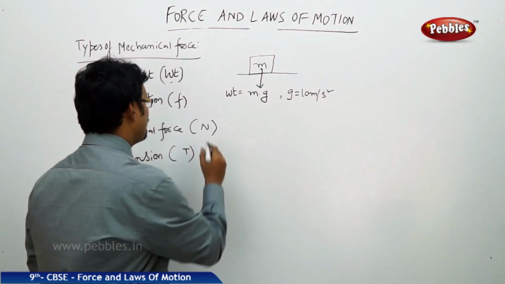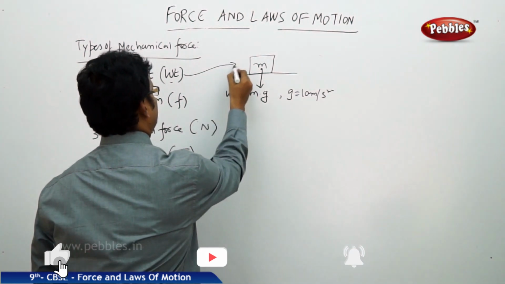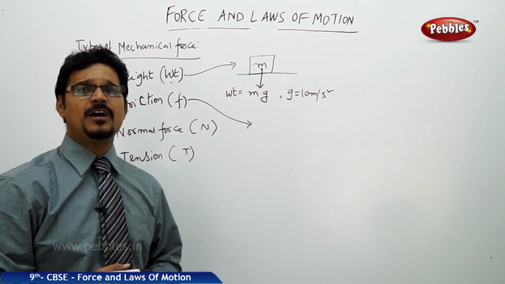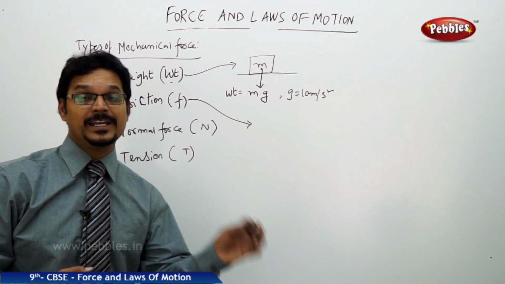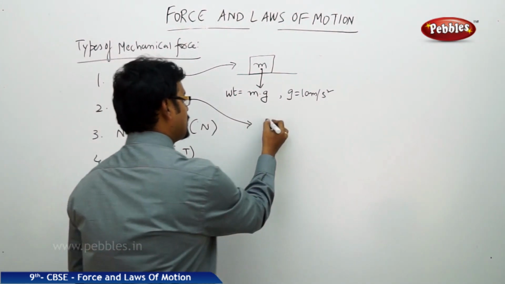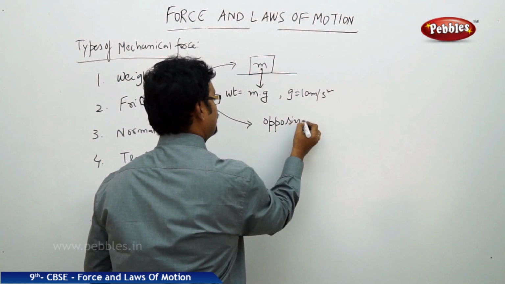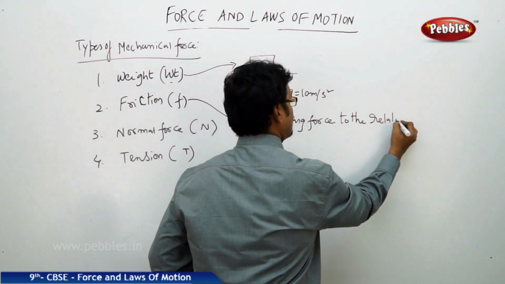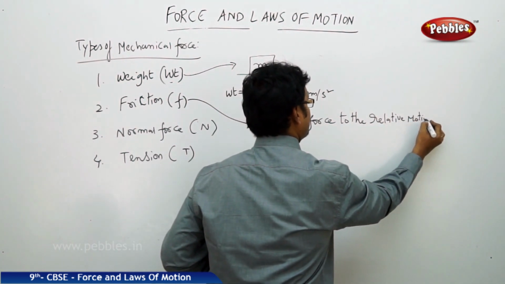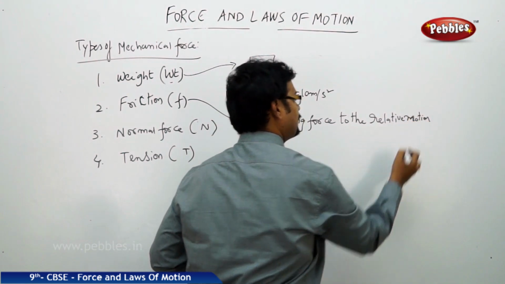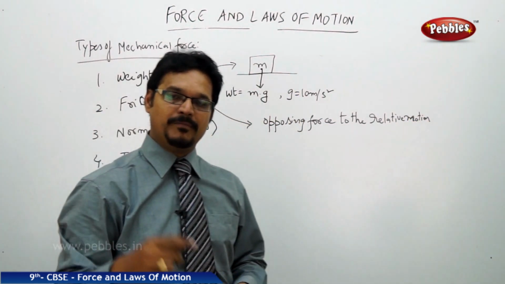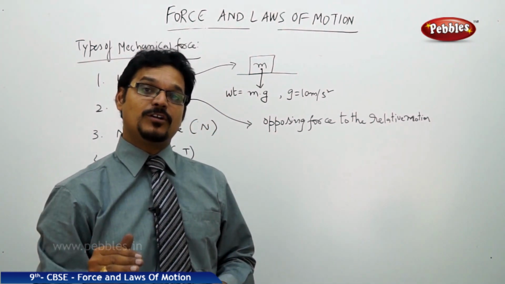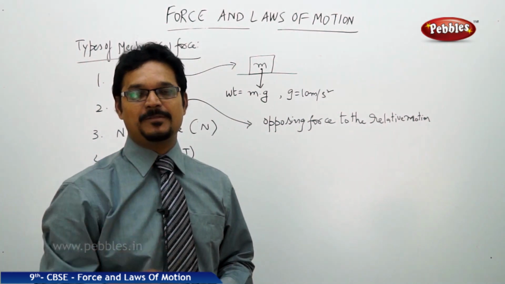Now, let me tell you briefly about what friction is. More we discuss later. Friction is the opposing force to the relative motion of the body. It means friction makes the body come into motion. It makes the body come to rest also. Both ways are possible.